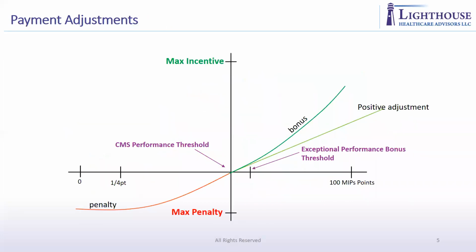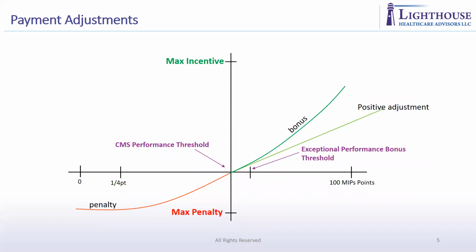So here's a look at the payment adjustments. We have max incentive and max penalty on the y-axis, and then we have your MIPS score on the x-axis. If you're in the penalty zone, that means you're below the CMS performance threshold with your MIPS points, and you're going to receive somewhere between the max penalty and 0 reimbursement. And then if you exceed the CMS performance threshold, you will receive a positive adjustment and be eligible for bonus points.